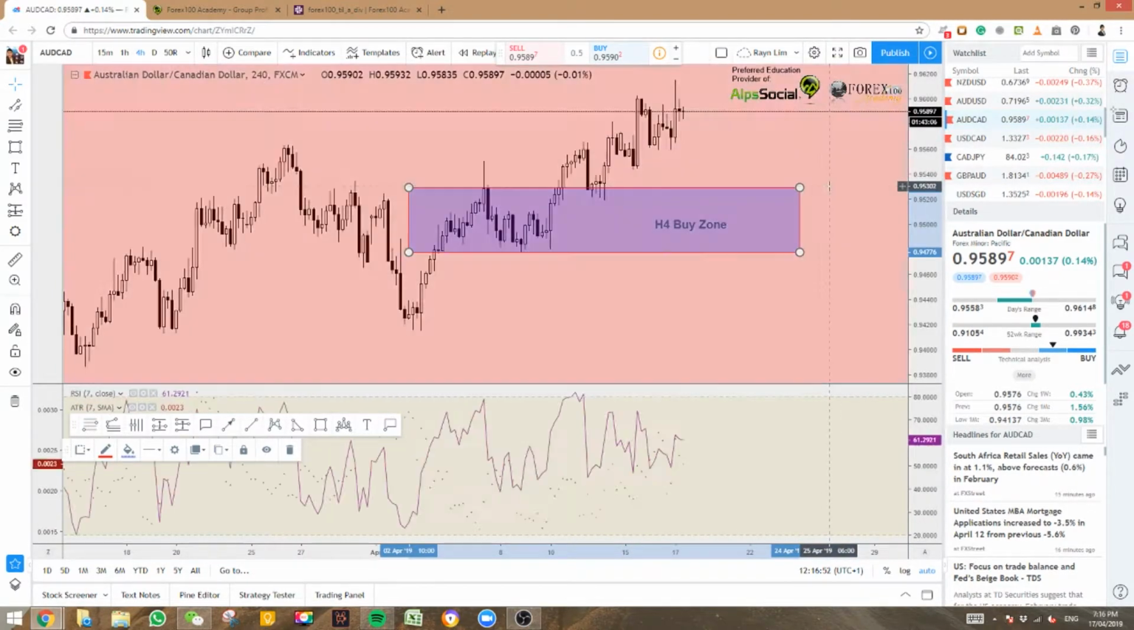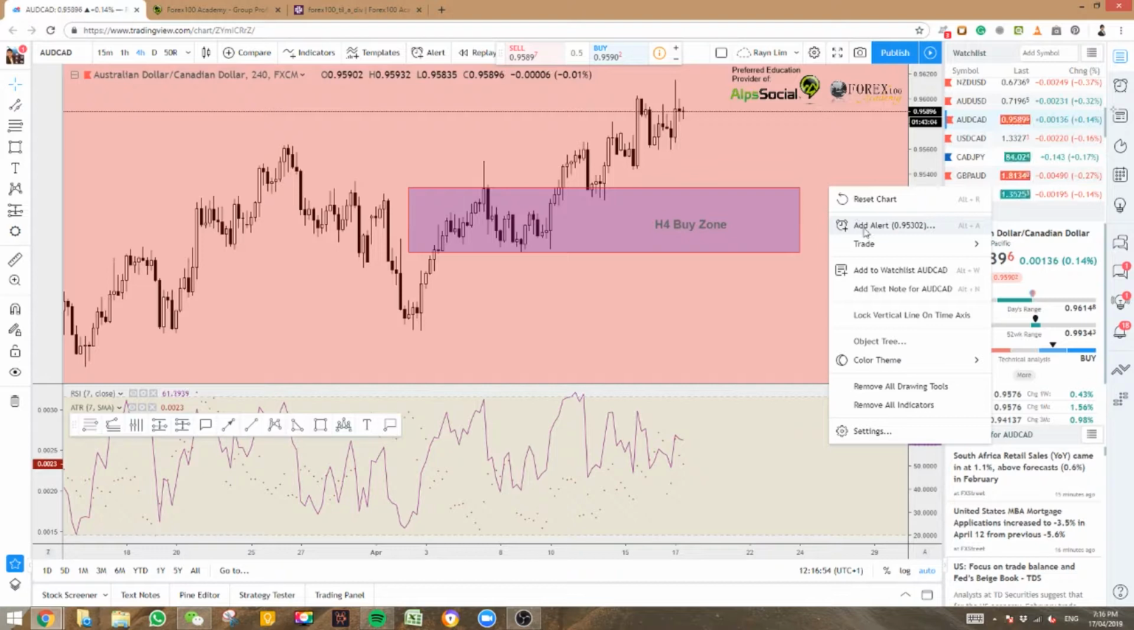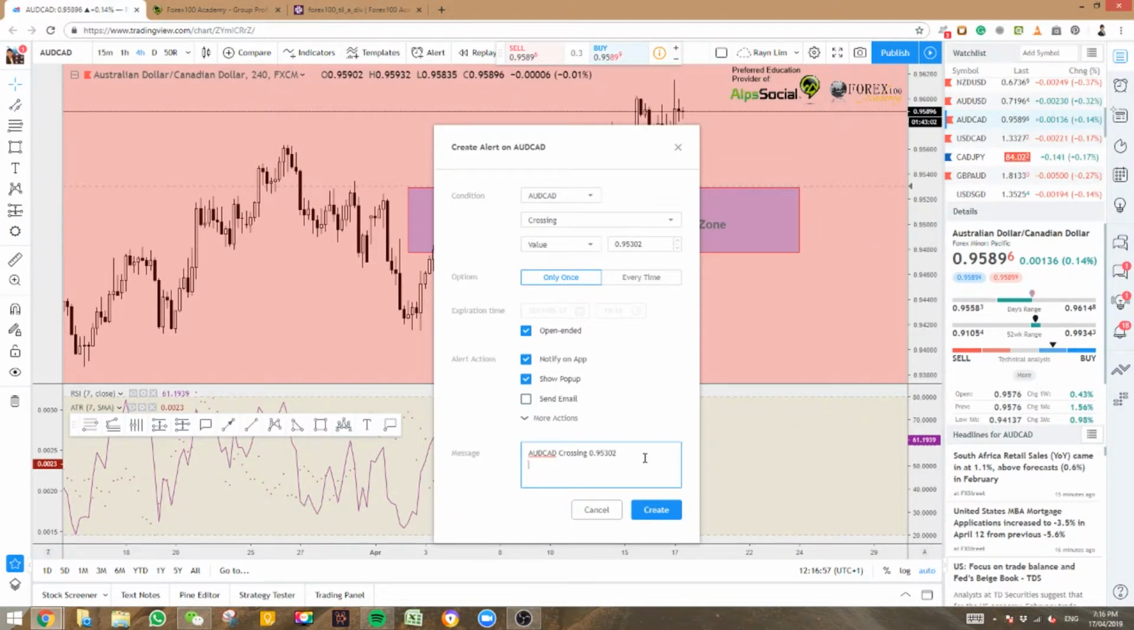This was my buy zone, correct? So I can do a right click, H4, buy zone, alert.